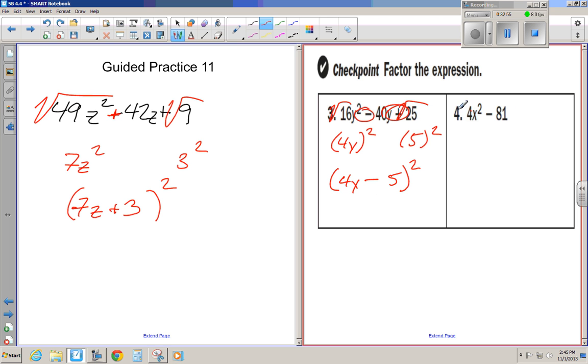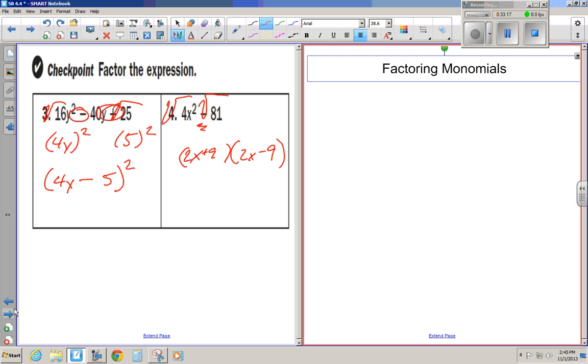Here we go. Square root, square root. It's a difference of squares. So the square root of 4x squared is 2x. And the square root of 81 is plus 9, and then minus 9. Those are the special patterns. All right, we just did a lot there.